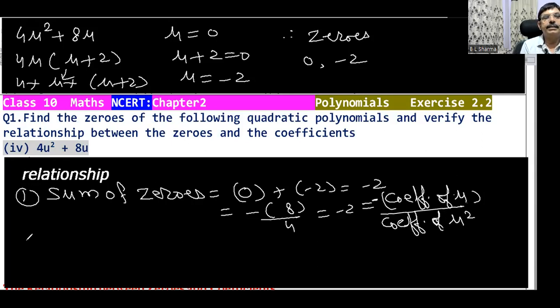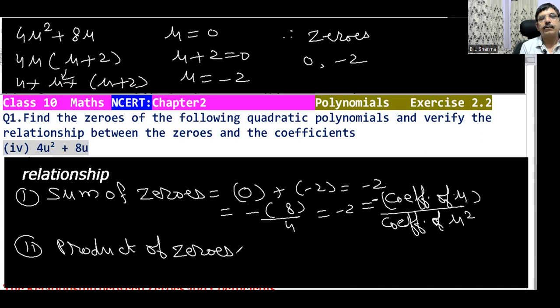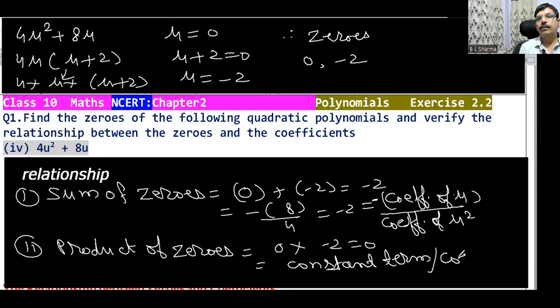And the second relationship is product of zeros. That is 0 into minus 2 is equal to 0. That is equal to constant term upon coefficient of u square.